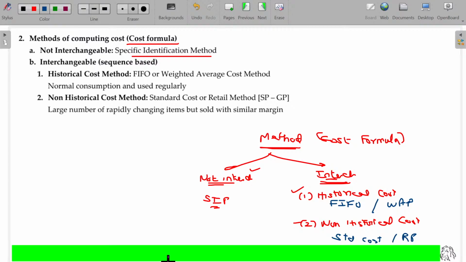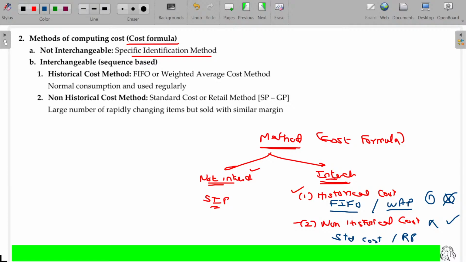Okay. Now, first choice goes to the historical cost model. If it is not possible, you can go for the second model. If first model is possible, sir, then you cannot go for the second model. First model not possible, then you can go for the second model. Under first model, what method can be chosen, sir? FIFO or weighted average method? It's your choice. You can go for FIFO or weighted average method.